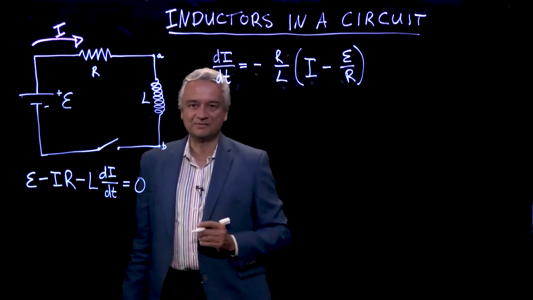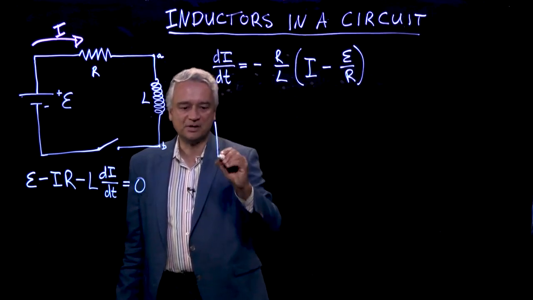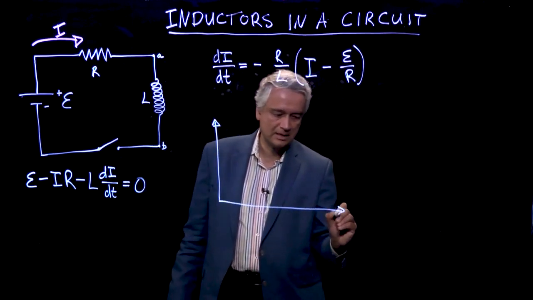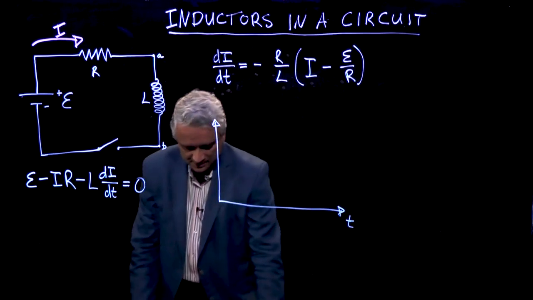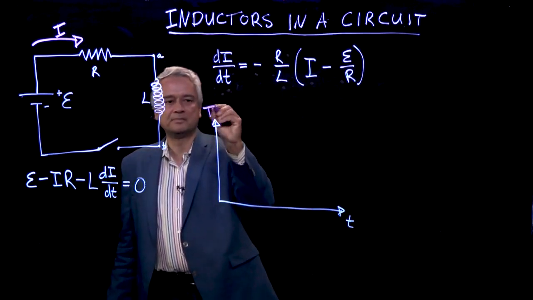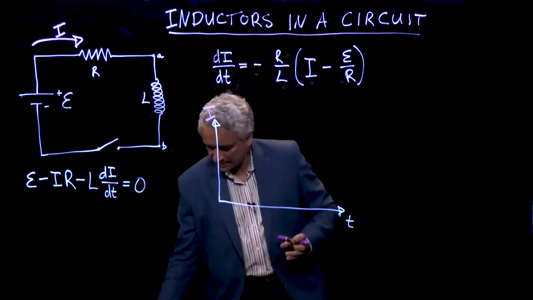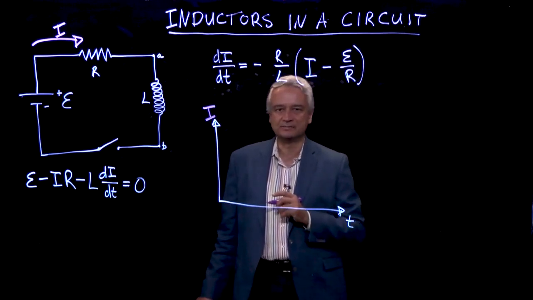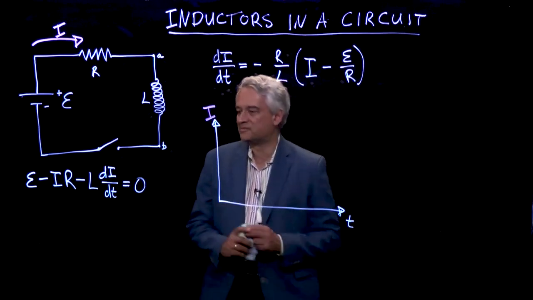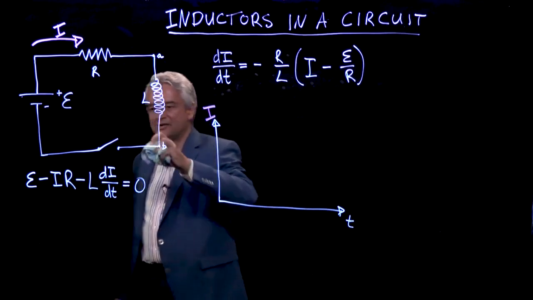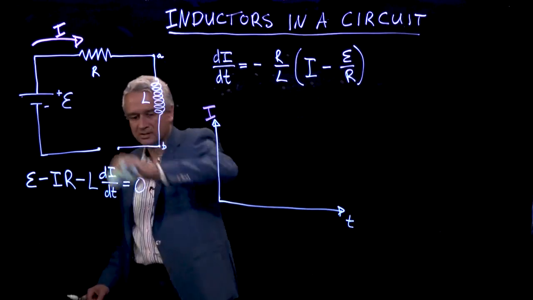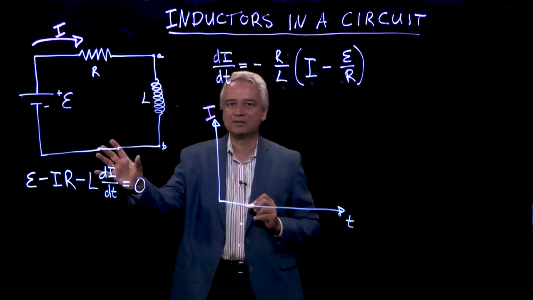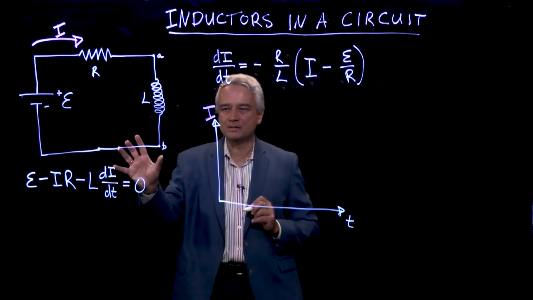In fact, I can graph the answer first. The answer will look as follows. If I plot I versus time, I'll use this color for I, as I did before, I'm going to get a curve that looks like the answer that we got for Q versus t previously. So same physical problem as before, except now with an inductor instead of a capacitor. I close the switch. At the moment I close the switch, at that moment, no current is flowing.